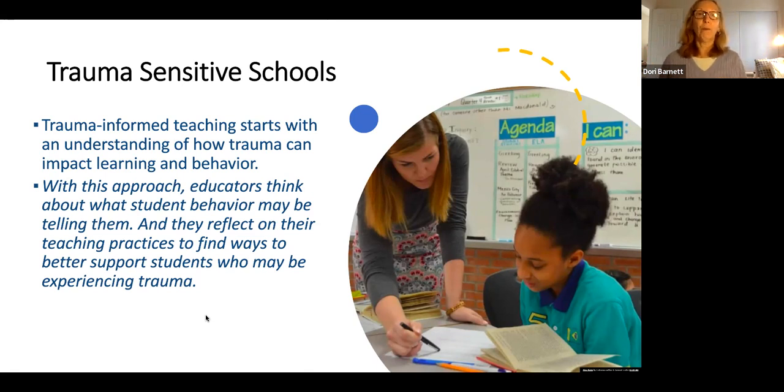So now let's shift to the more positive. What can we do? Let's start with, what is a trauma-sensitive school or a trauma-sensitive classroom? Trauma-informed teaching starts with that understanding, just like Myrna was explaining to us, an understanding of how trauma affects the brain, learning, and behavior. With this approach, educators begin thinking about what a student's behavior may be telling them, and they reflect on practices and try to find ways to better support students who may be experiencing trauma.